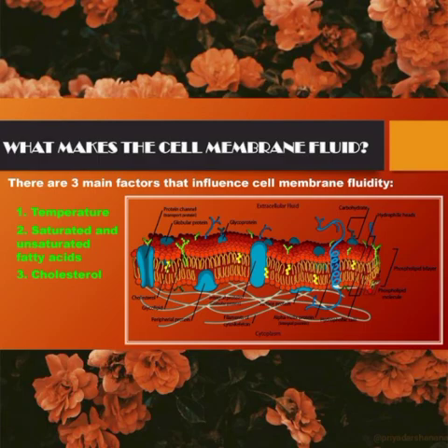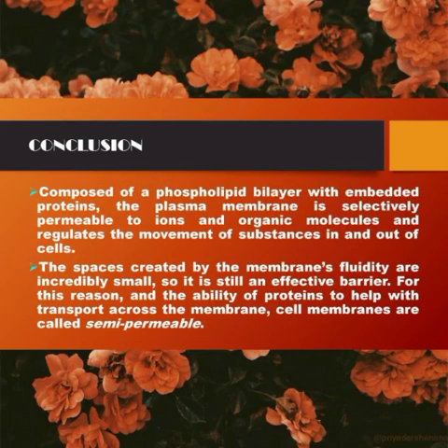Composed of a phospholipid bilayer with embedded proteins, the plasma membrane is selectively permeable to ions and organic molecules and regulates the movement of substances in and out of cells. The spaces created by the membrane's fluidity are incredibly small, so it is still an effective barrier. For this reason, proteins help with transport across the membrane. Cell membranes are called semi-permeable.